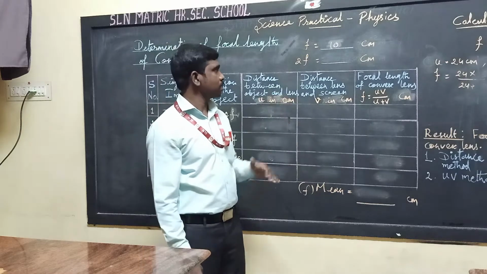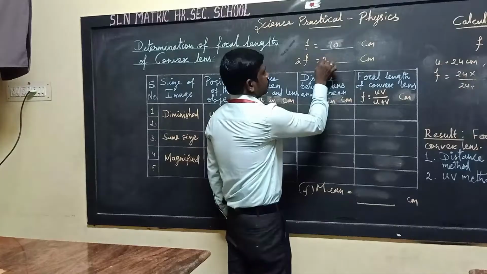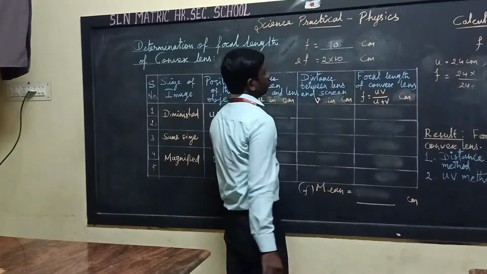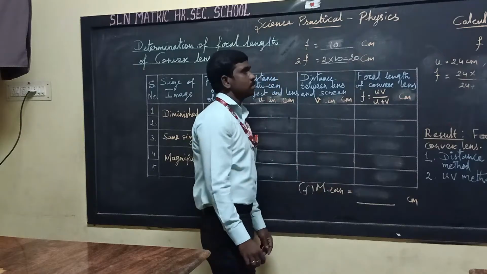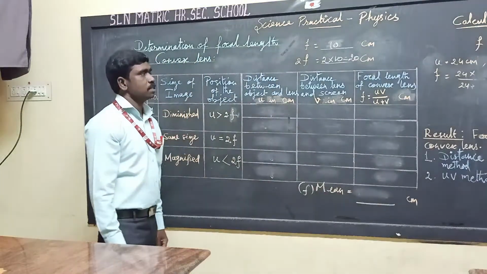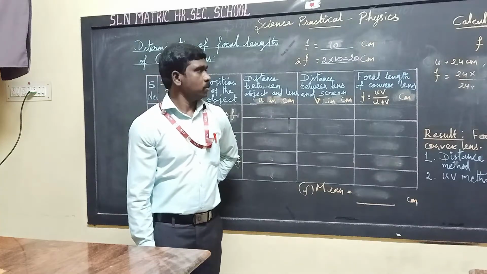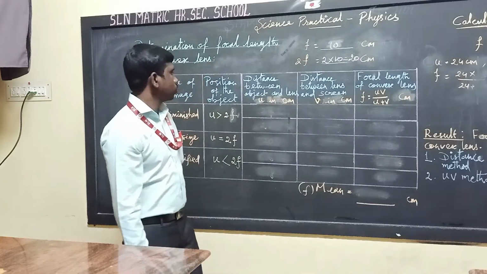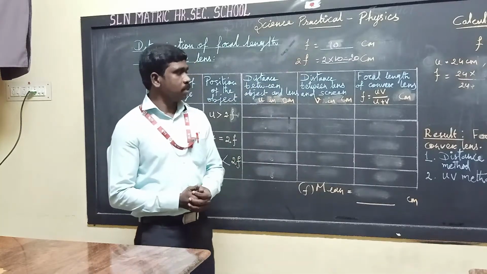Now this data is converted into 2f. So 2f is nothing but the given data multiplied by 2. So the answer is 20 centimeter. 20 centimeter is the value of 2f. 2f is equal to 20 centimeter. Very good. So this is a UV method.